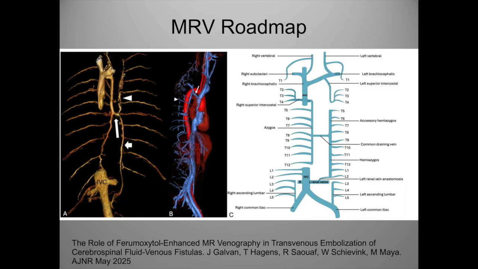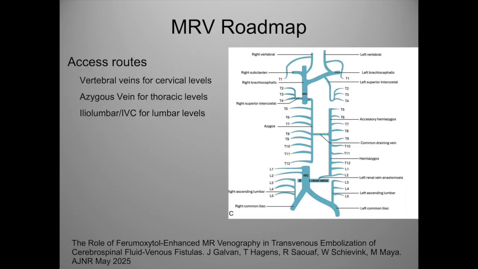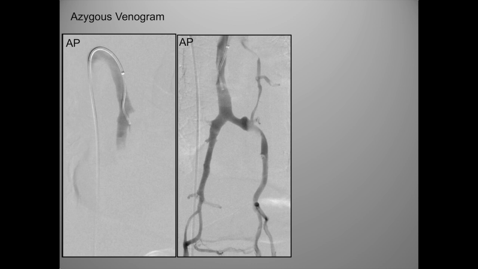Well, once we have this roadmap and you can see this network of vessels, we can go to the respective levels by catheterizing the azygos or the vertebral vein. Talked about this.